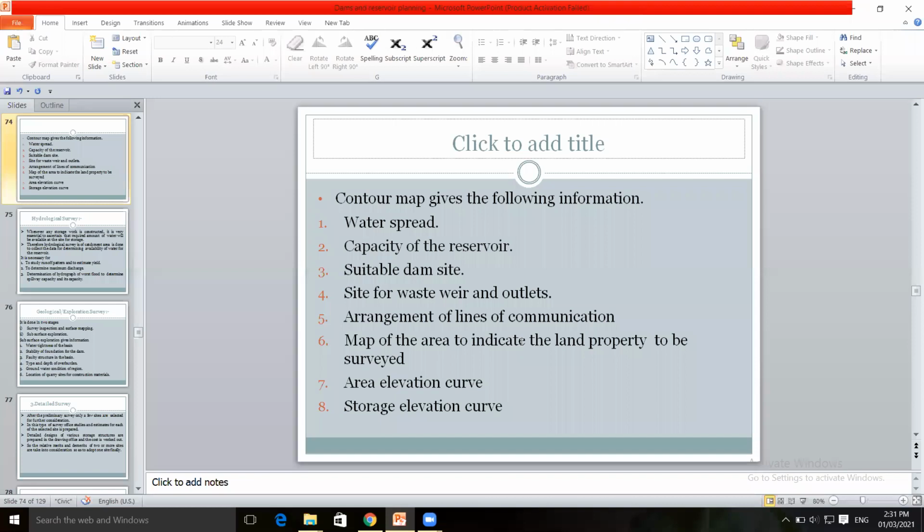Then from that we can draw the curves like area elevation curve, storage elevation curve can be drawn. From that you get the storage capacity of the reservoir. You can draw area elevation curve and storage elevation curve. These are the two types of curves which are drawn to determine the capacity of the reservoir. The capacity of the reservoir can be calculated from these curves.